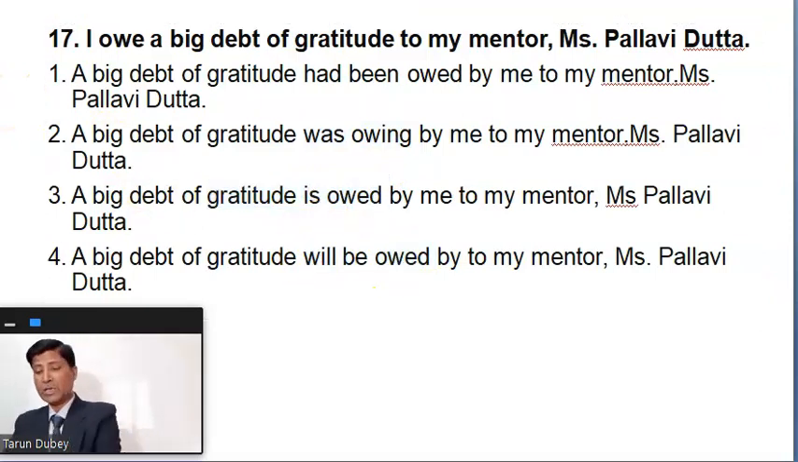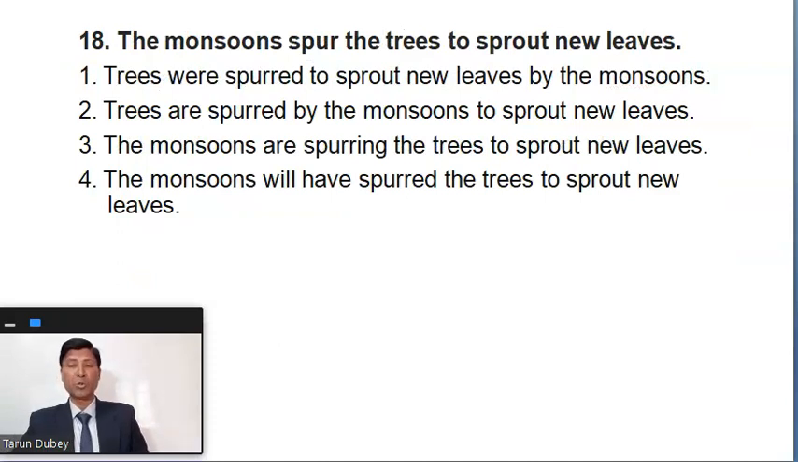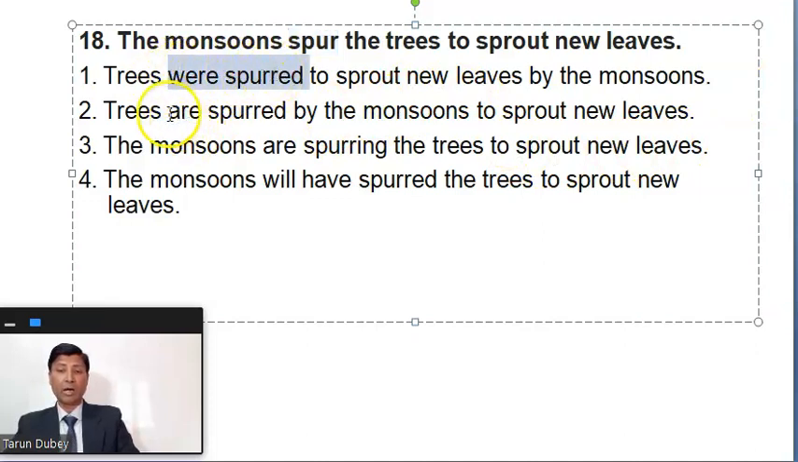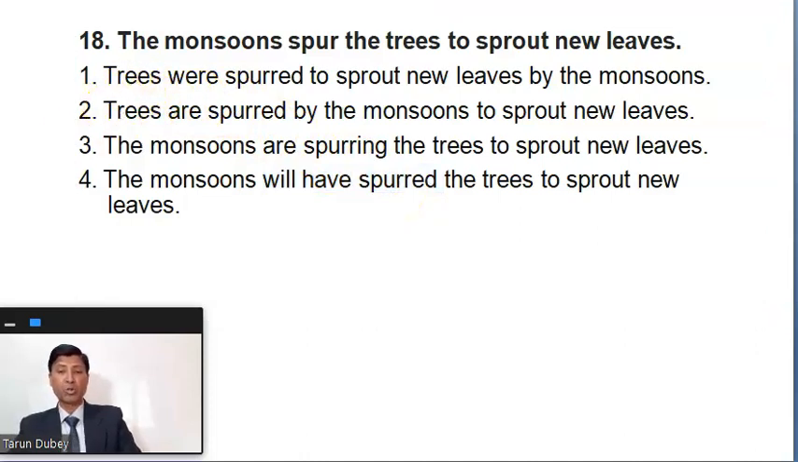Question number 18. The monsoons spur the trees to sprout new leaves. Where is the keyword? Spur is a keyword, and this is the basic form of the main verb, that means V1. What will be the passive? Is or are plus V3. Were plus V3, are plus V3, are plus V4 will have. Which will be the correct answer? Which one do you think will be the correct answer? It will be 2.